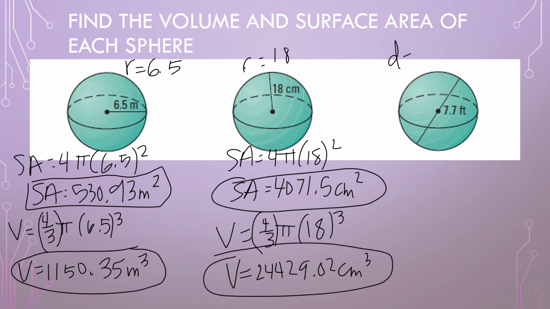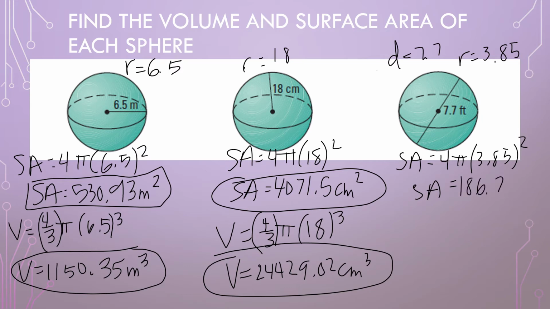For the last one, the diameter is 7.7, which means that the radius is 3.85. Plug that into your equation for surface area, 4 pi times 3.85 squared. You get 186.27 feet squared.